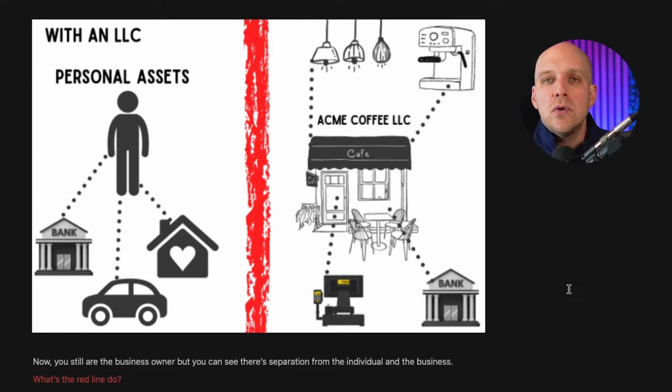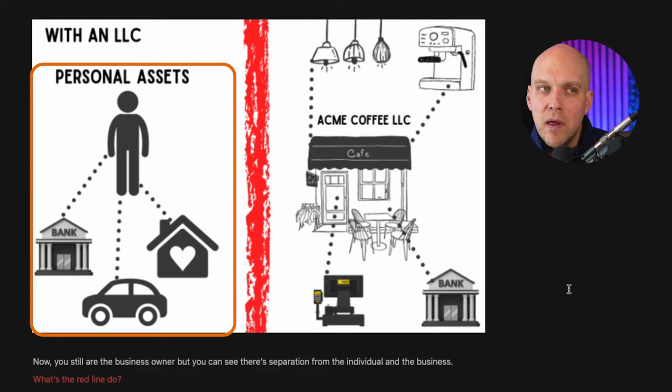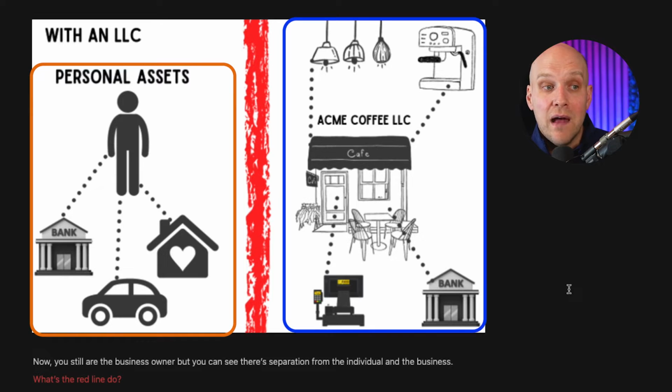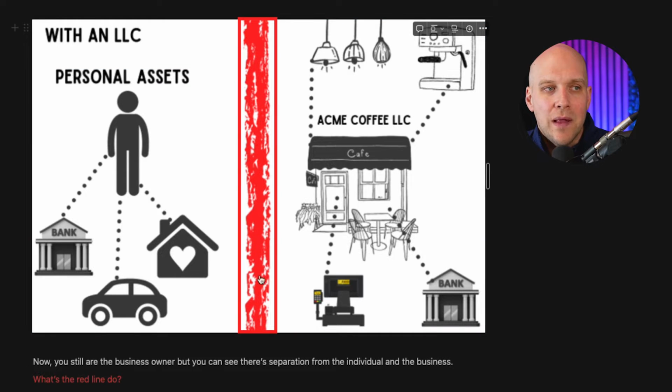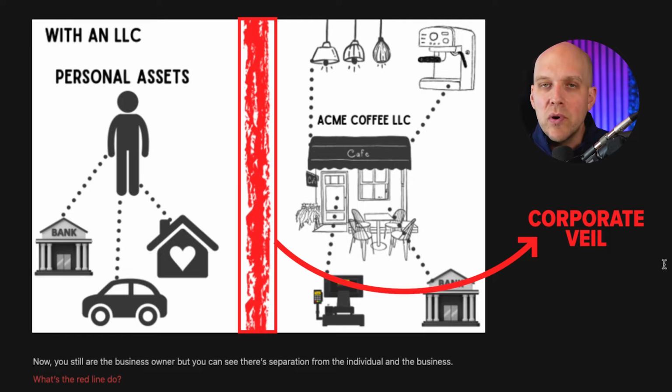Now, when you look at this, this is owning an LLC that owns the coffee shop, and this looks very different. Now the business owner has their personal assets attached to them, but on the right-hand side, we're calling it Acme Coffee LLC, and this is where those same assets are all connected to the LLC. The really important part is this division in the middle, this red line. That is something called the corporate veil. That is the division between your business and personal assets.